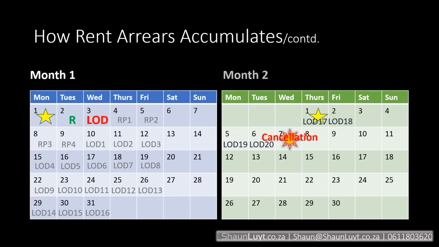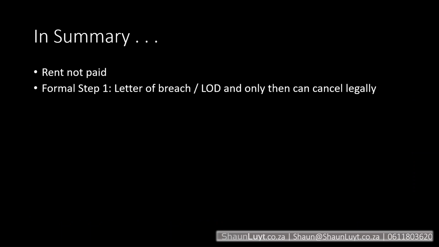You can only then cancel on, in this particular case, the 7th of the next month. And you have to allow for cancellation, and you have to give time for that. So by the time you can cancel the lease legally, you're sitting with 2 months rent arrears. So in summary, the rent's not paid. The first formal step is to send a letter of breach or letter of demand, and only then can you legally cancel the lease. Remember, we're talking about fixed term leases here.